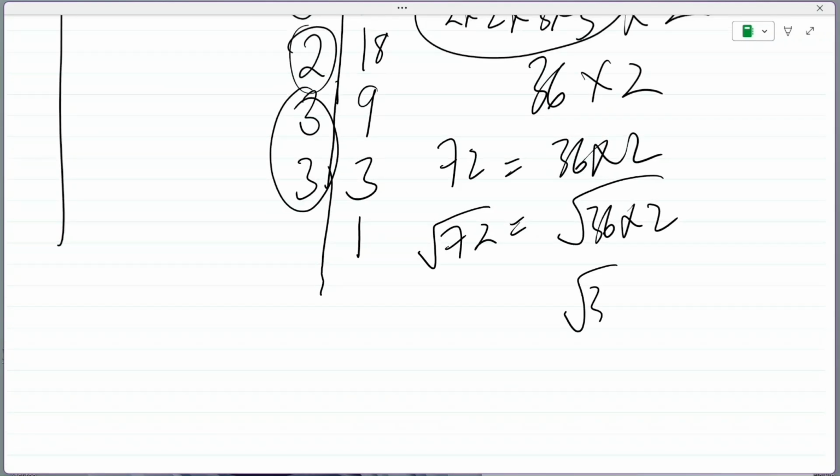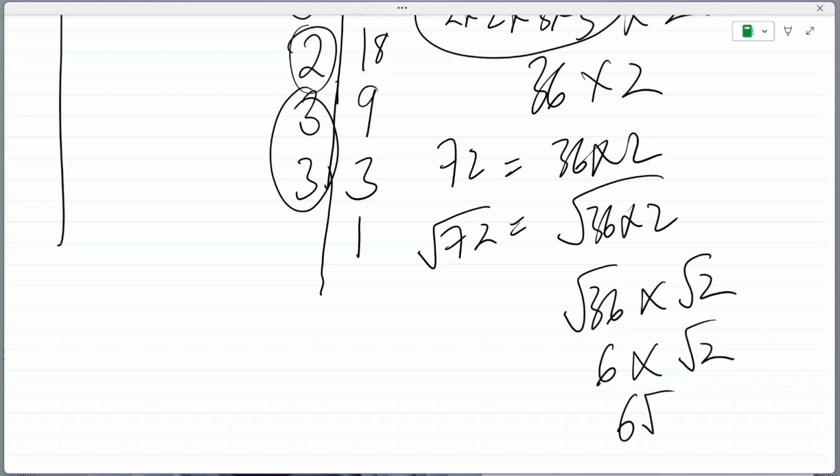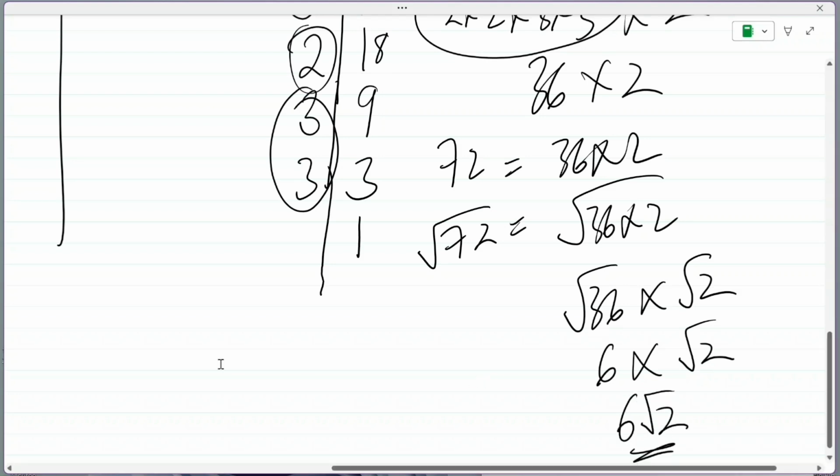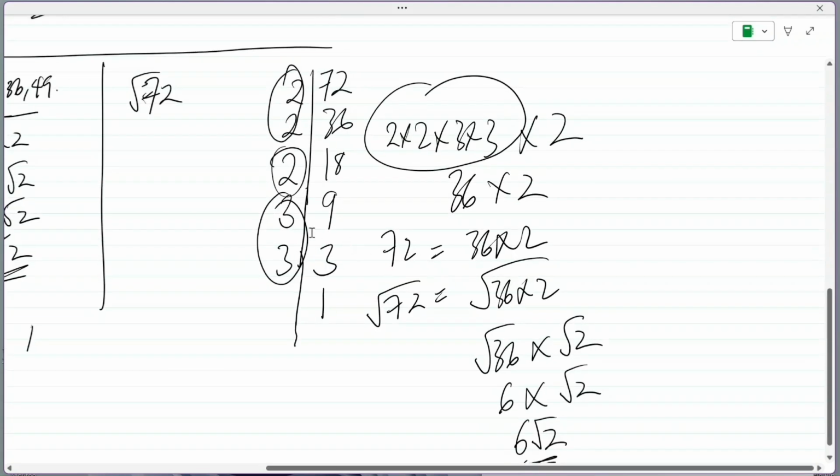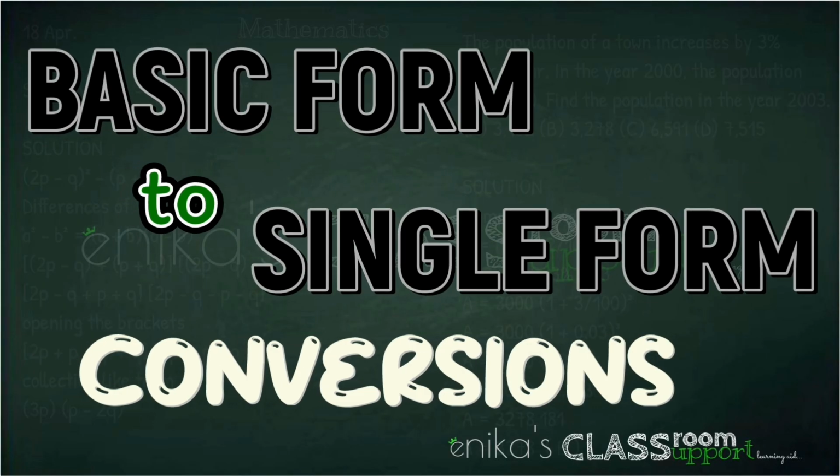So you have square root of 36 times square root of 2. Square root of 36 is 6, times square root of 2. You can have your final answer as 6 root 2. The same answer as the other two methods that we got. And I believe, except you feel otherwise, this is the best method of converting square root of 72 to its basic form, which is 6 root 2. So whichever method you're comfortable with, you can use. Basic to single form conversions.